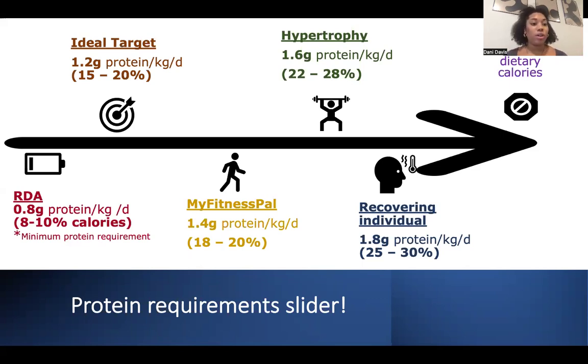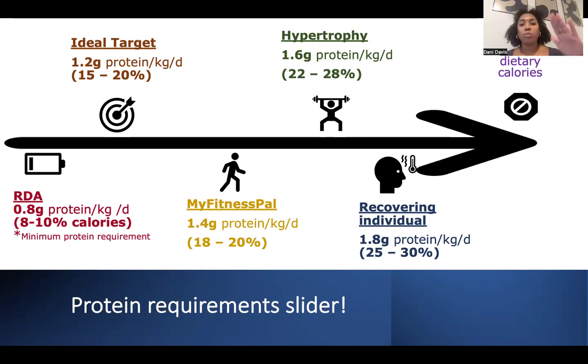So RDA, that's the minimum protein requirement for your size, for your body, would be that 0.8. Ideally, we'd want 15 to 20% of our calories from protein. So that would be 1.2 grams times your body weight in kilograms per day. So MyFitnessPal will keep moving.